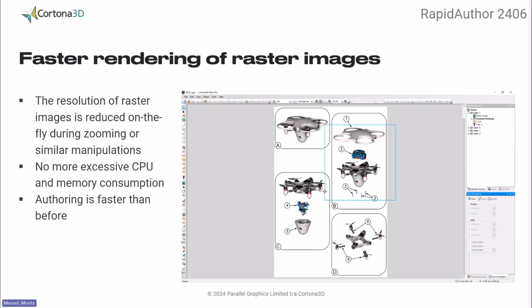Now, as another part of our performance improvements, the resolution of raster images is now reduced on the fly during zooming or similar manipulations. You will likely not notice this change, only the effect on performance, as it helps significantly with excessive CPU and memory consumption and will enable faster authoring. Again, specifically related to performance improvements, please feel free to contact us and let us know if you feel the difference and where it works and where it doesn't help much.